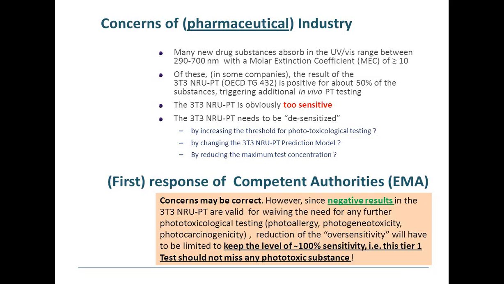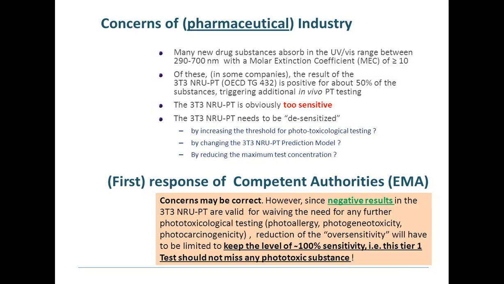Okay, so this is a bit more in detail what the concerns of the pharmaceutical industry were. The first concern was that many drug substances absorb UV and visible light, between 290 and 700 nanometers, with an absorption, called the molar extinction coefficient, of larger than 10. And of these, about 50% were then positive in the 3T3, triggering additional in vivo testing.